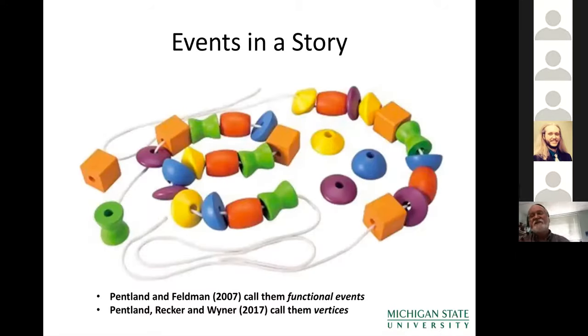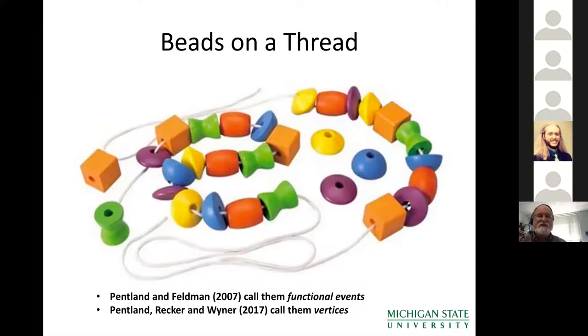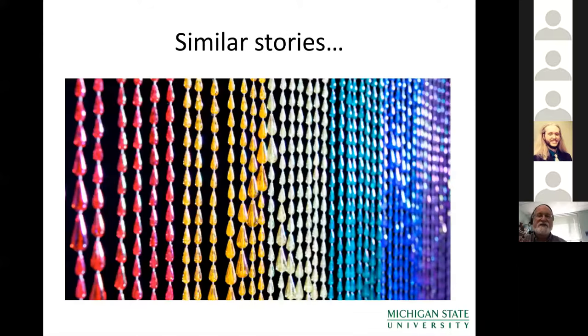And so metaphorically, the idea of ThreadNet is, the events in some setting that you're looking at are like beads on a thread, right? In earlier work, we've called them functional events. You could think of them as vertices in a graph. Any one thread is kind of messy like this, but if you put them together, you might find a lot of them that are all very similar, right?